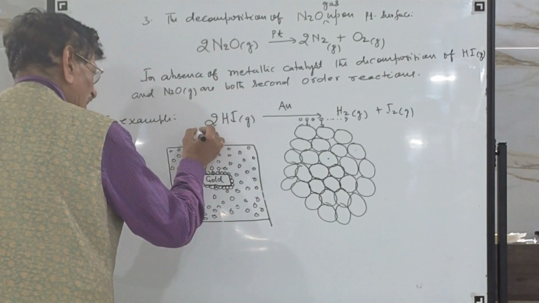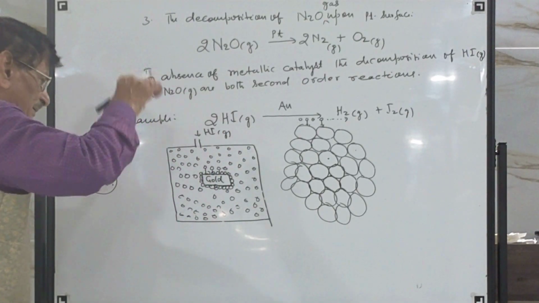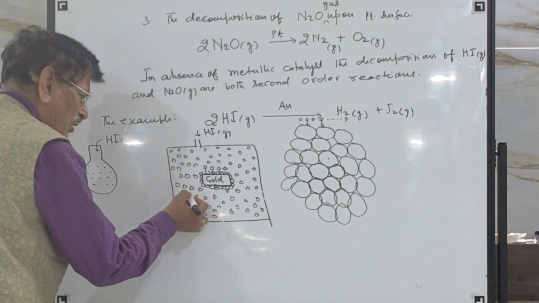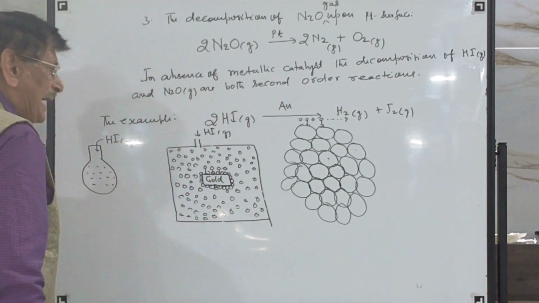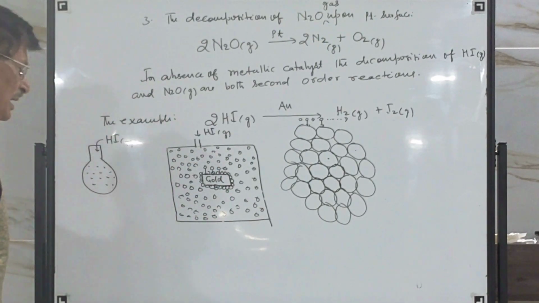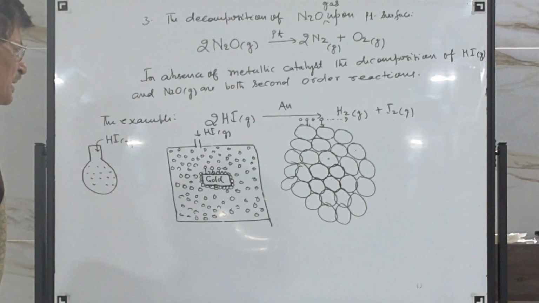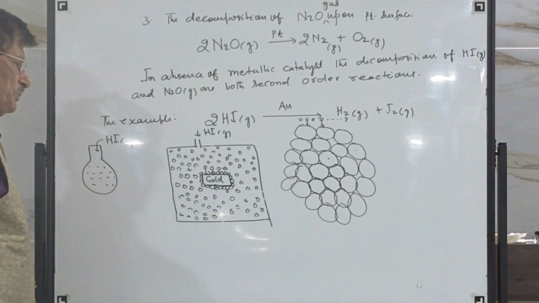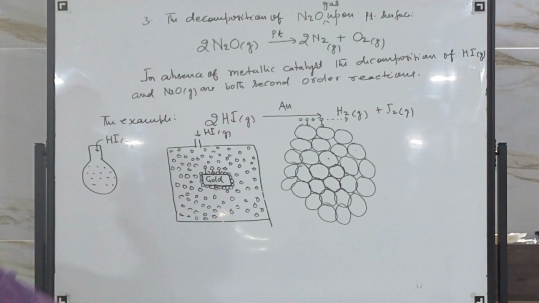Suppose in this container, you add HI gas by any inlet, what will happen? The amount of HI will increase in the container. But as far as the concentration of HI on the surface of gold is concerned, it will not change because it is already saturated. It is completely covered. There is no space. So the HI you are adding into the container is not going to increase the concentration of HI on the gold surface.